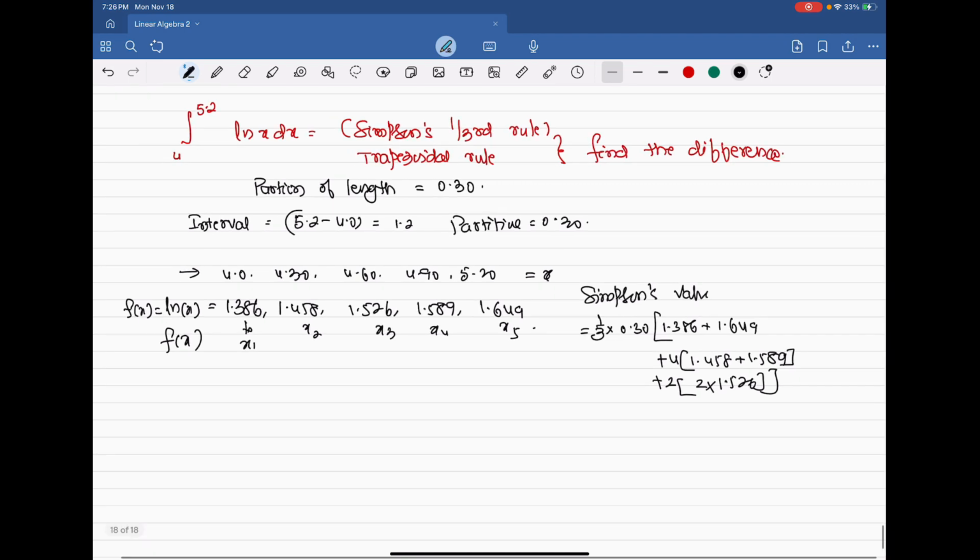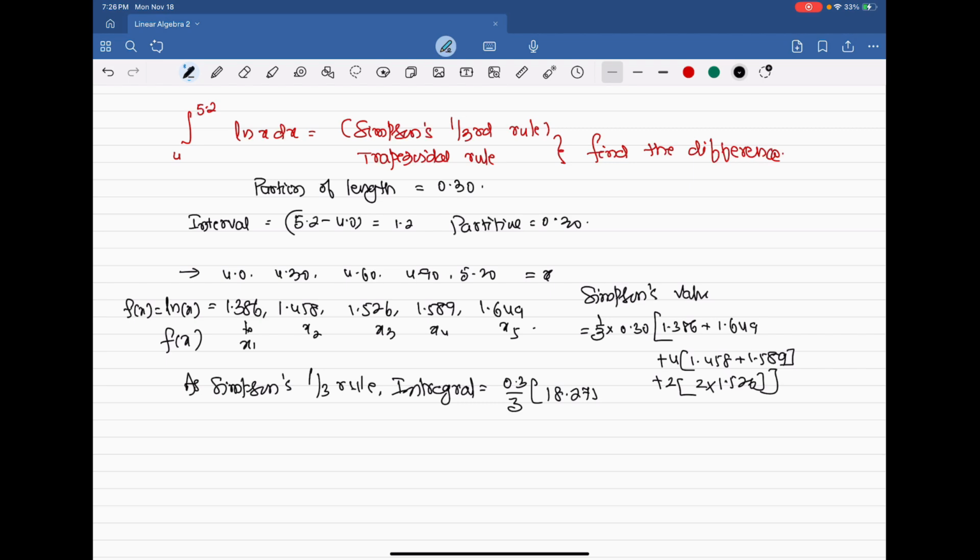Now, when you do it, as per Simpson's 1/3 rule, the value of the integral is equal to 0.3/3 into 18.275, that is equal to 1.83. This is the answer as per Simpson's rule.